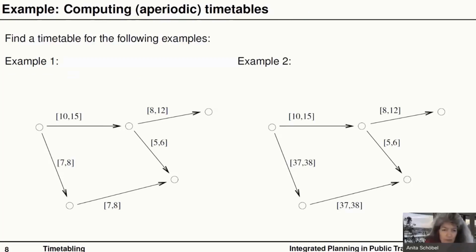Let us check that for a small example. So consider two very small networks, and we have lower and upper bounds on the activities. And now the question is, and if we had time and were sitting together, I would ask you to try it out yourself: assign times to the nodes such that everything fits.